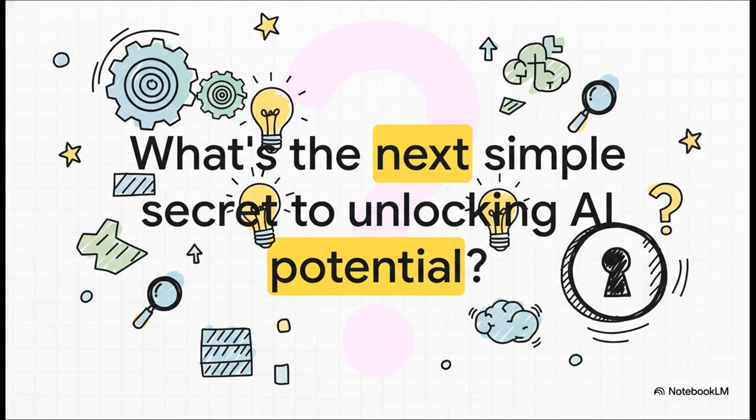So, the About Text protocol really proves that sometimes the most powerful solutions aren't the most complex ones. And it really makes you wonder, doesn't it? What other simple, elegant secrets are just sitting out there waiting to be found that could unlock the next big leap in AI's potential?